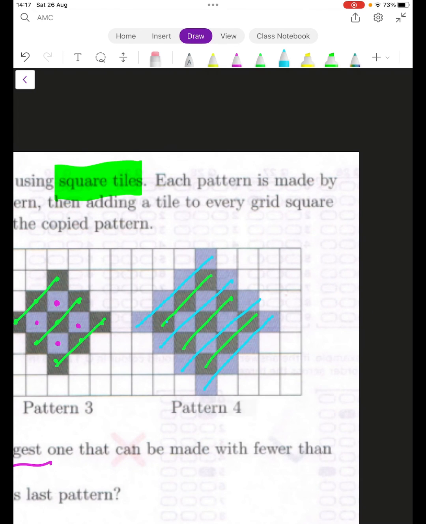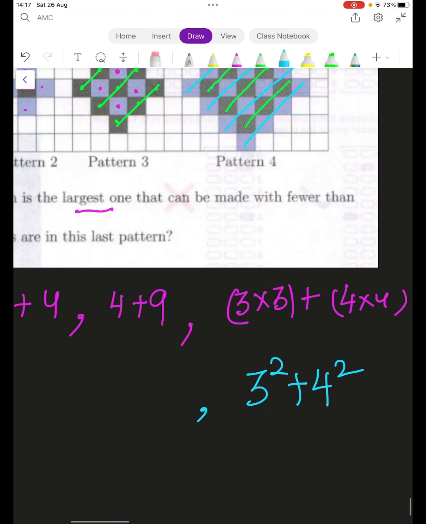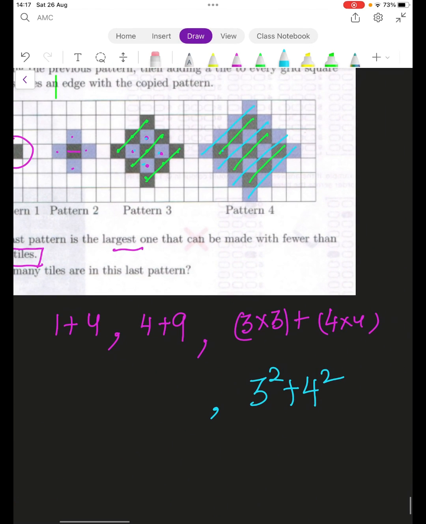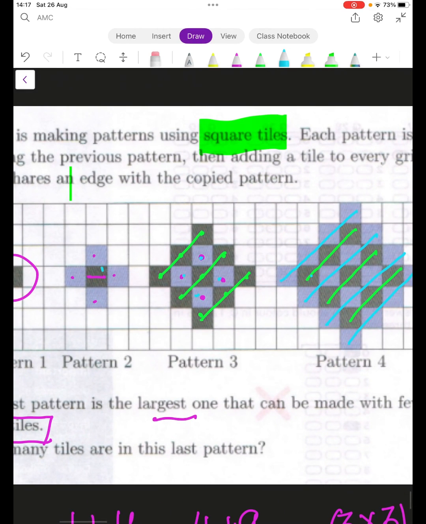I can easily see these are 3 times 3 of the darker tiles, 4 times 4, 16 of the lighter tiles. If we look at the pattern before, these are 2 square, 2 times 2 of the lighter one, and 3 times 3 of the darker tile. So instead of writing 4 plus 9, because I'm trying to build a pattern so that we can continue on it, that's 2 square plus 3 square.